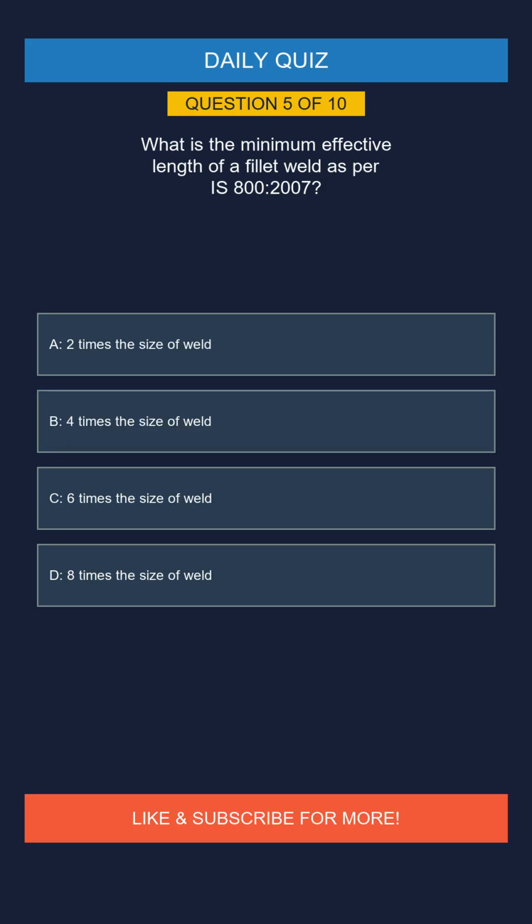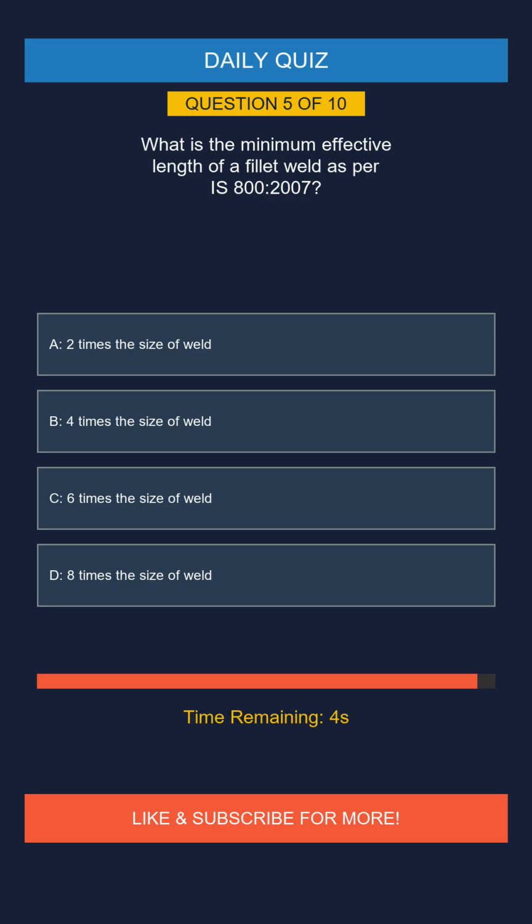Question 5. What is the minimum effective length of a fillet weld as per IS 800:2007? Option A, 2 times the size of weld. Option B, 4 times the size of weld. Option C, 6 times the size of weld. Option D, 8 times the size of weld.